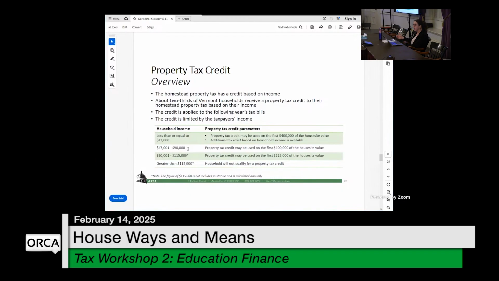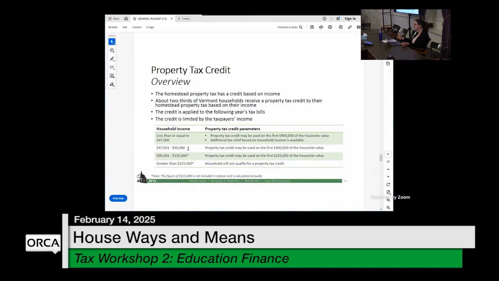There are a few parameters or brackets for that household income that are built into statute. So there's the 47,000 is included in statute, 90,000 is included in statute, and what those mean are they go into the calculation of the property tax credit and how big or small it will be.